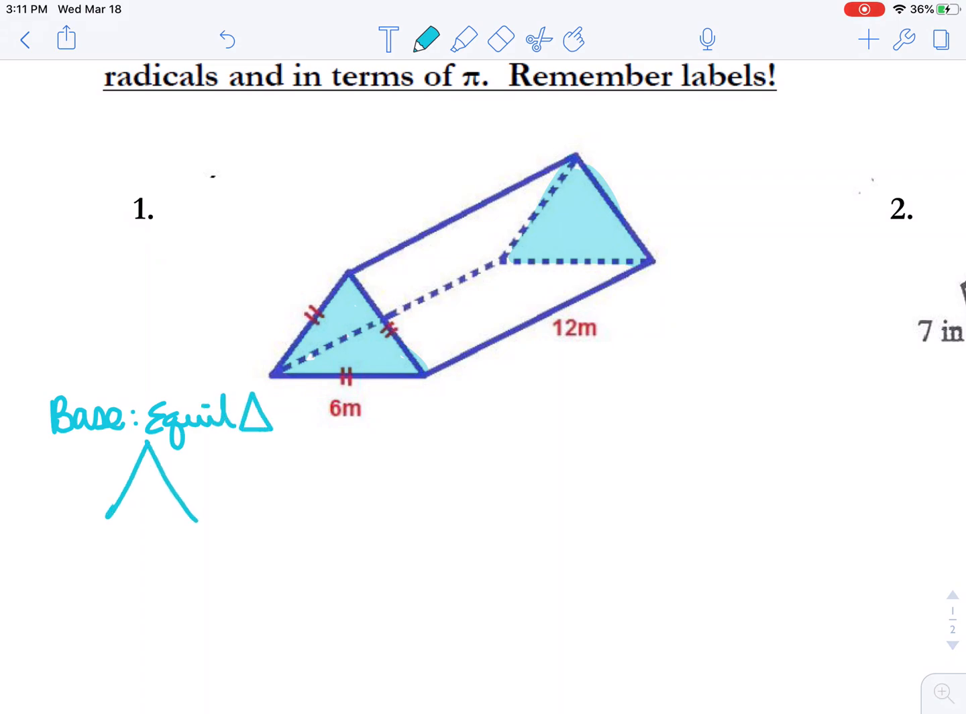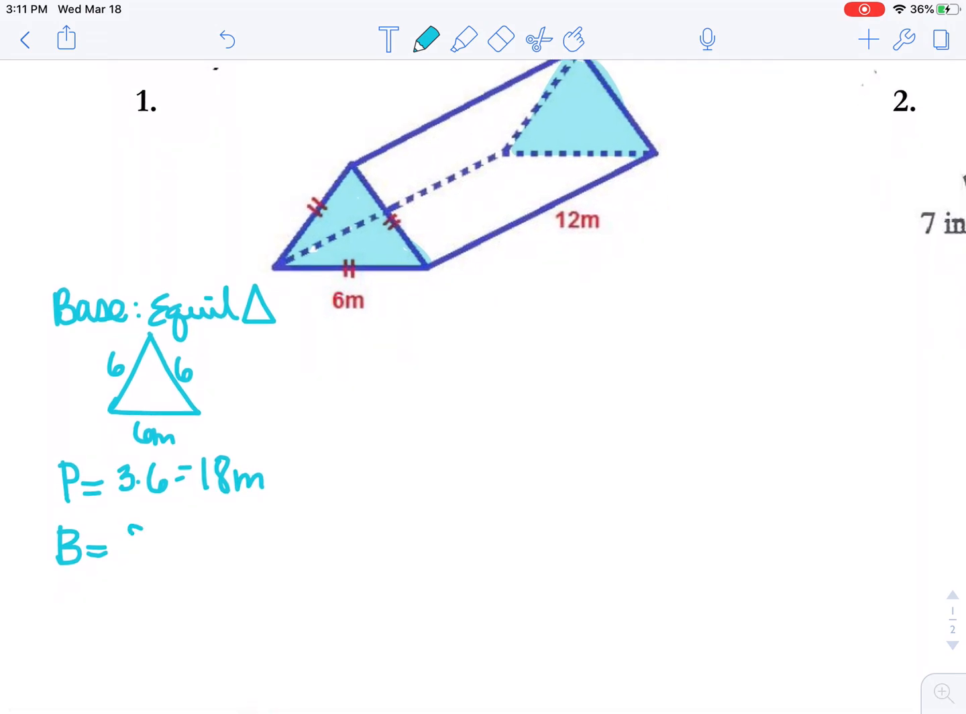So I'm just going to mark my equilateral triangle. All 3 sides are 6. When I'm calculating my perimeter and the area of my base, there are 3 sides, each of them 6 meters long. So my perimeter is 18. The area of my equilateral triangle, I'm going to use side squared root 3 over 4 and plug in 6 for my side. 6 squared root 3 over 4. 36 divided by 4 is 9. So the area of my base is 9 root 3, and the perimeter of my base is 18.